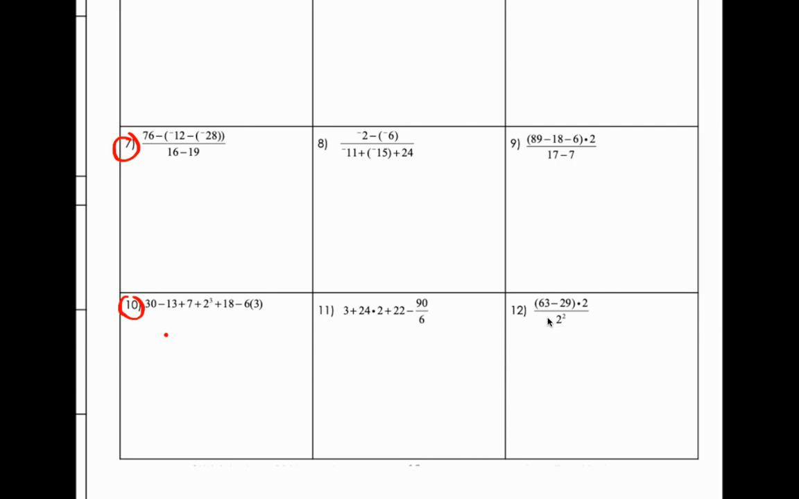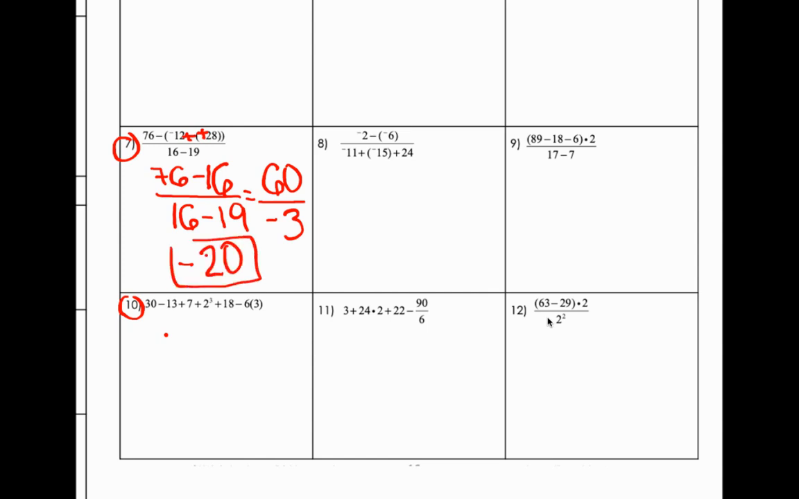So I'm going to want to start out getting rid of those parentheses. So I'm going to say 76 minus, I'm going to figure out what that is. So negative 12 minus negative 28. So that's going to become plus. So negative 12 plus 28, which would be 16 over 16 minus 19. So then I just need to simplify. So on top I'd get 60, on bottom I'd get negative 3, and then if I divide, I'm going to get negative 20.